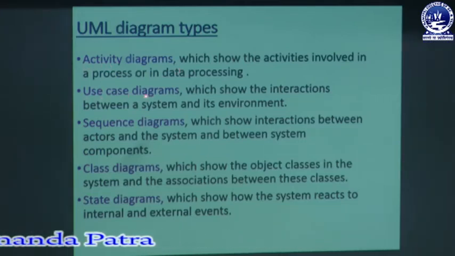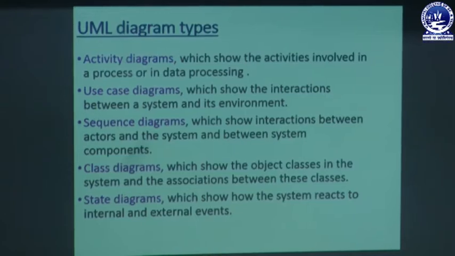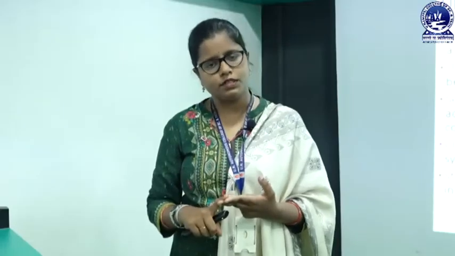Next, we have the use case diagram. It shows the interaction between a system and its environment. For the perspective where we can define the relationship between the system and the environment, that is the interaction perspective. For the interaction perspective, we have the use case diagram. With the help of the use case diagram, we can represent the interaction between my system, my environment, my components and my subsystem.